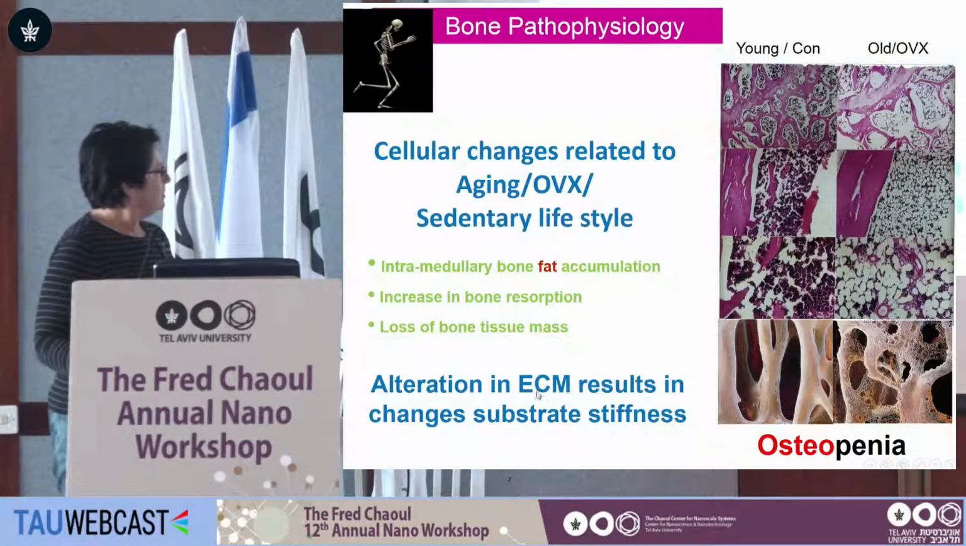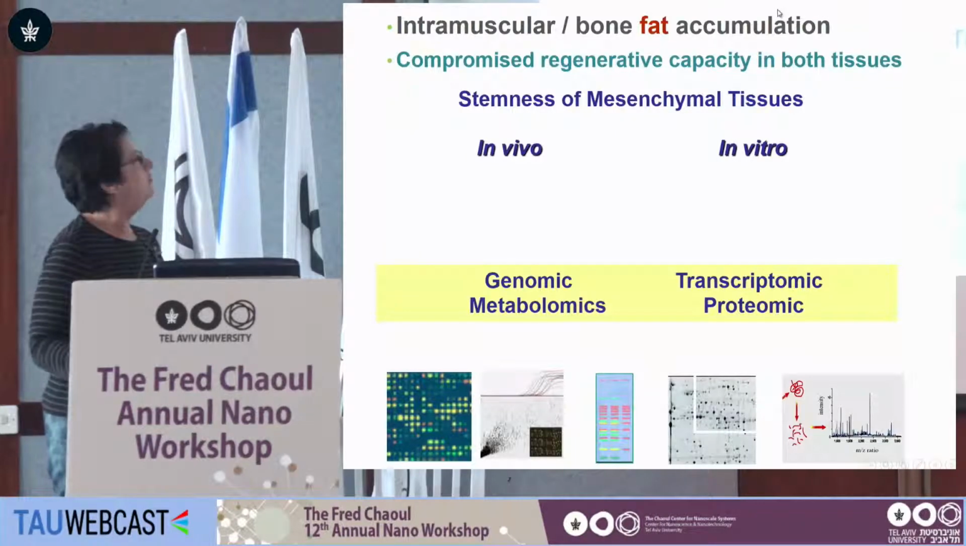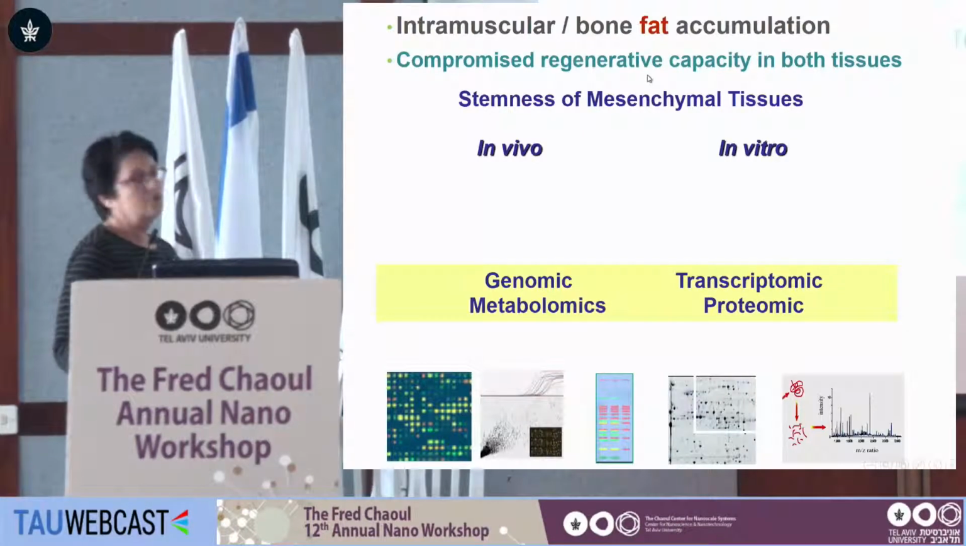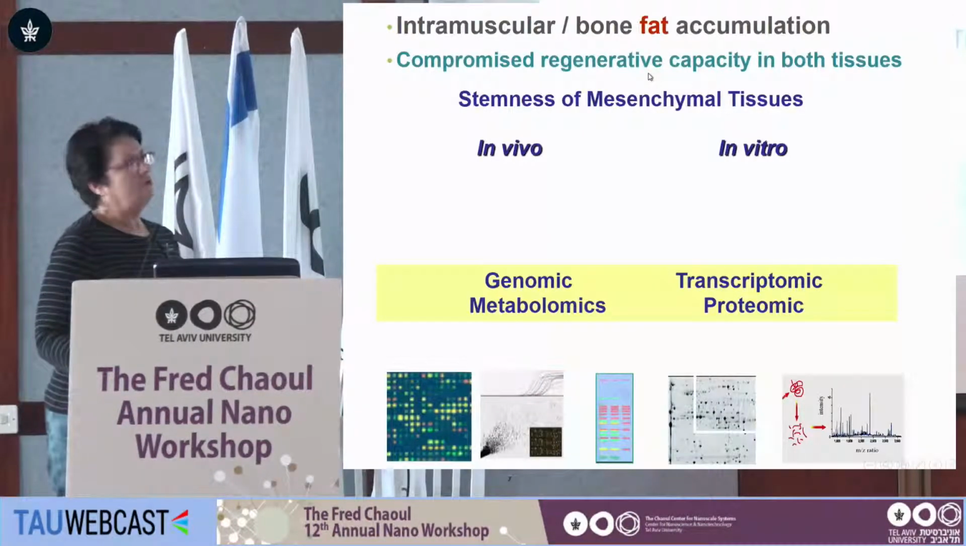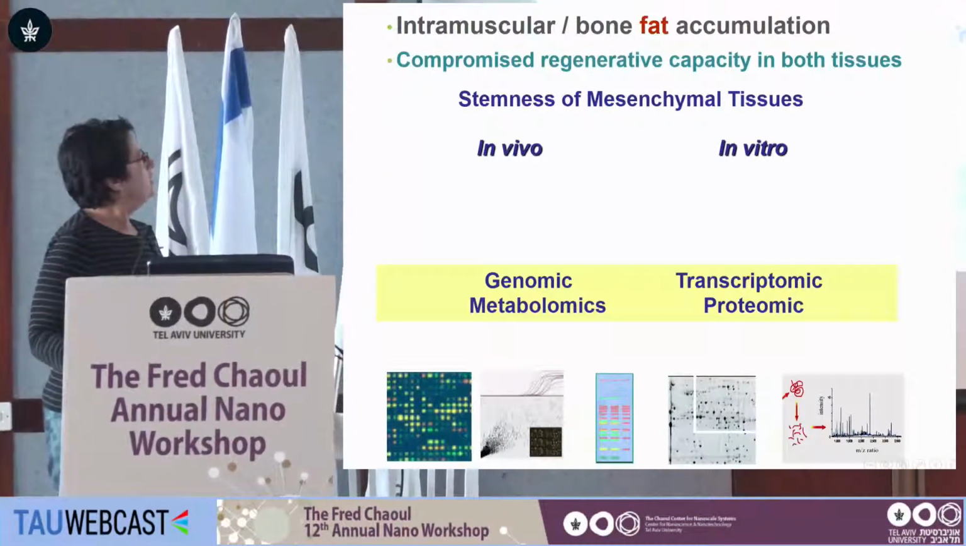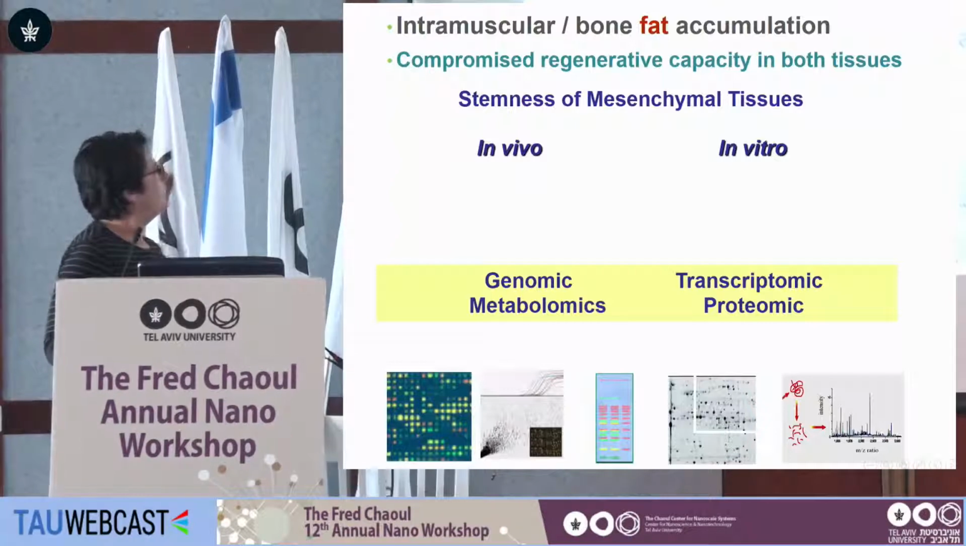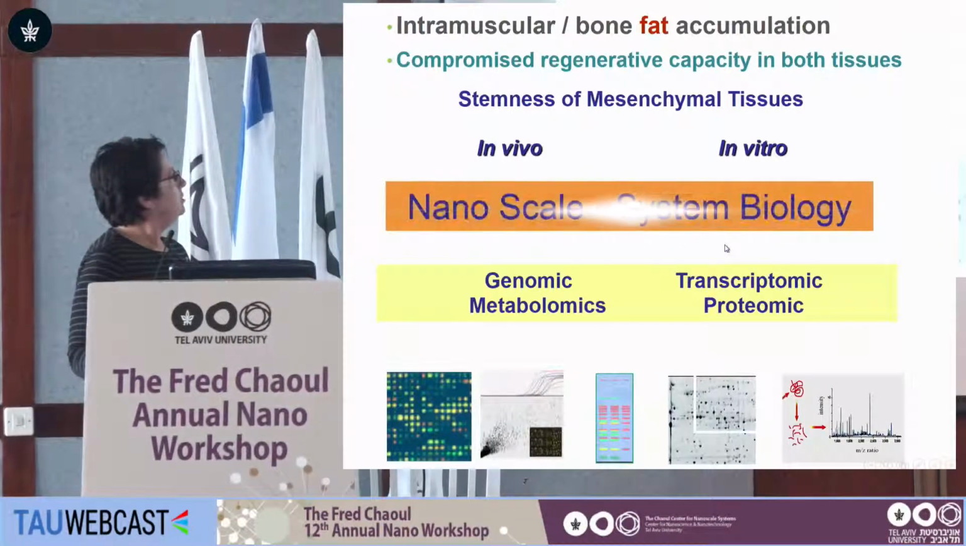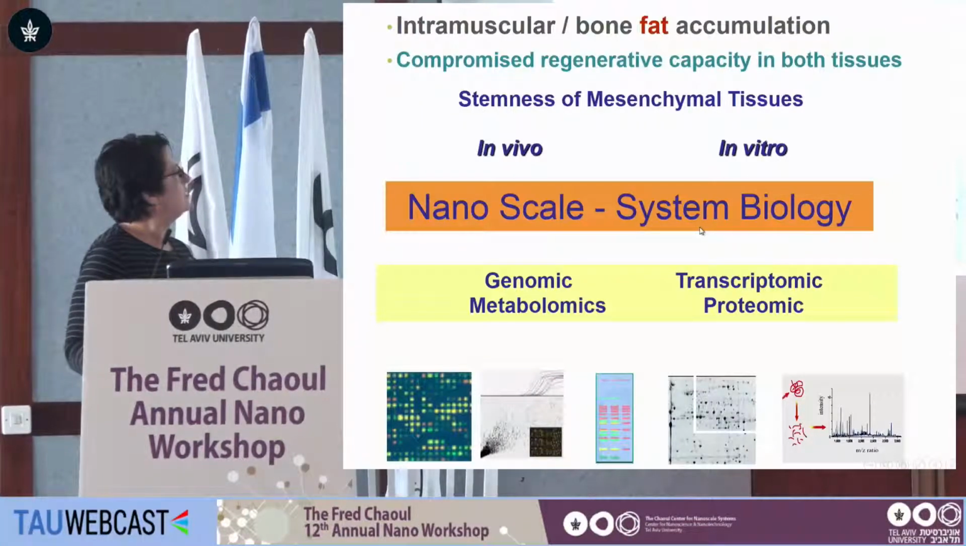We understand that there is an alteration in the ECM that causes all these changes. So there is definitely a need to understand why there is an increase in fat accumulation, which of course compromises the regeneration of these tissues, and to understand the stemness, how the cell decides which lineage fate to follow. Over the years we have done many in vivo and in vitro studies at the molecular level: genomics, metabolomics, transcriptomics, etc. And all these are nanoscale systems.